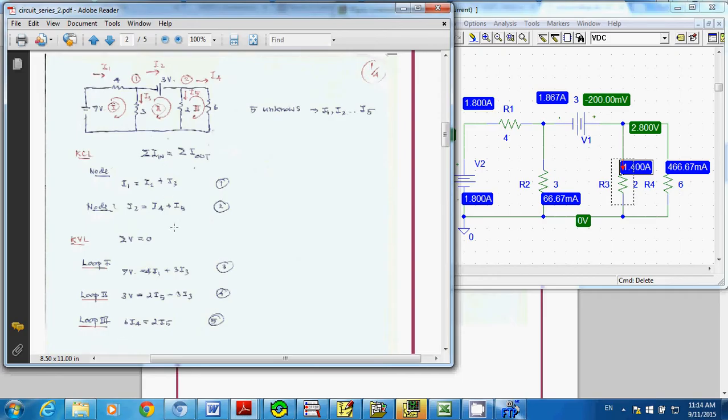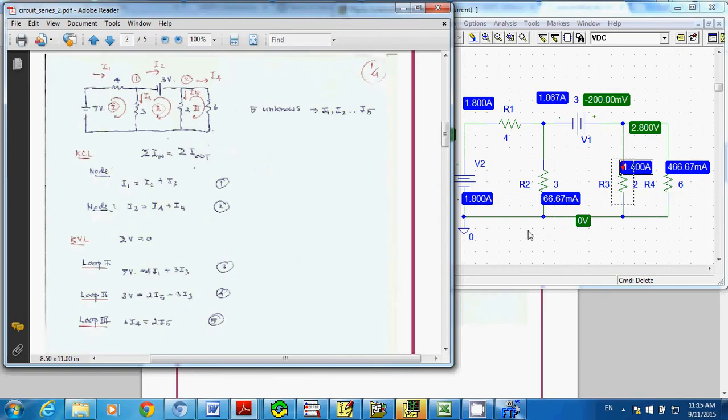And for loop 3, you have clockwise current, so you have 6I4, and equal to, you can put a negative sign here, because I5 is the counterclockwise current, so you have 2I5.